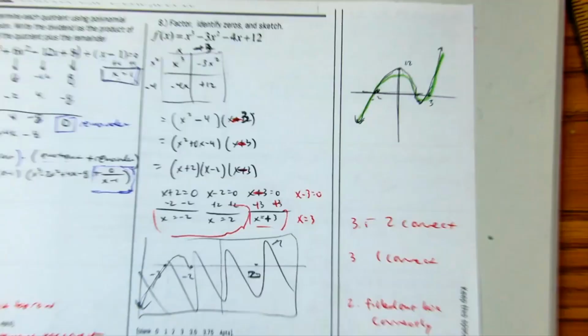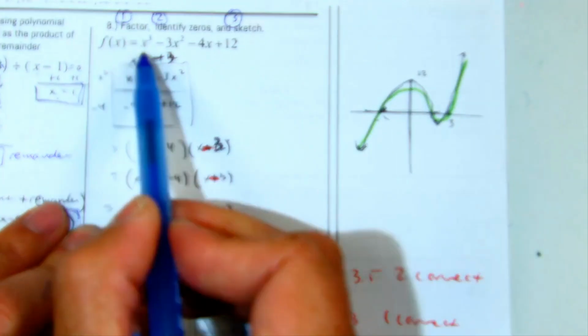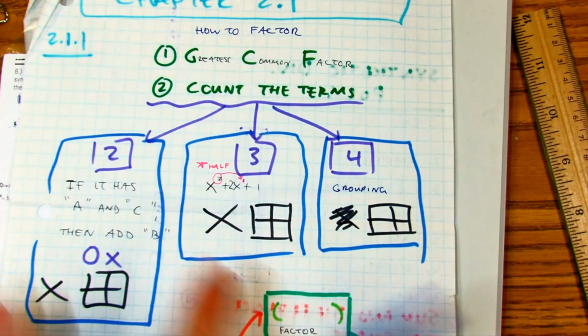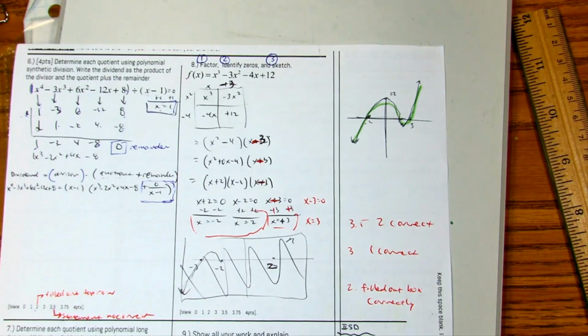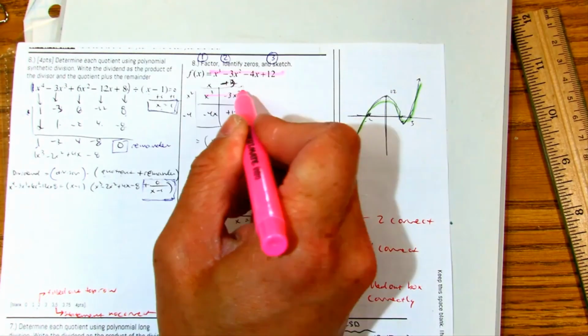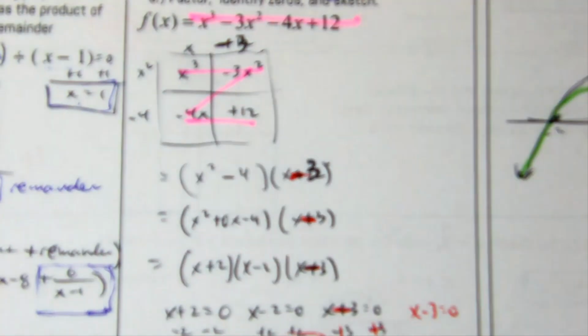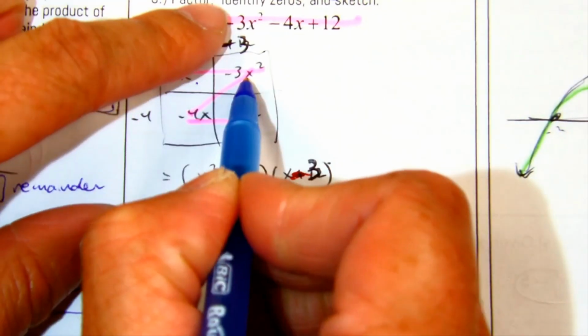Question number 8. There are 3 things you needed to do: factor, identify the zeros, and make a sketch. To factor, it has 4 terms, 1, 2, 3, 4. If I use my factoring flowchart, I'm going to do factoring by grouping, which means put it inside the box. So I'm going to put this inside the box: x cubed minus 3x squared minus 4x plus 12.